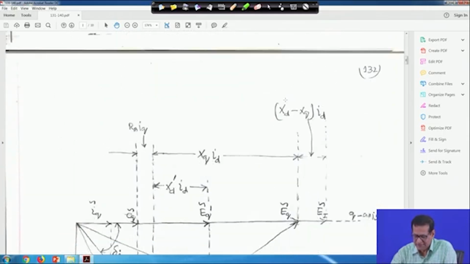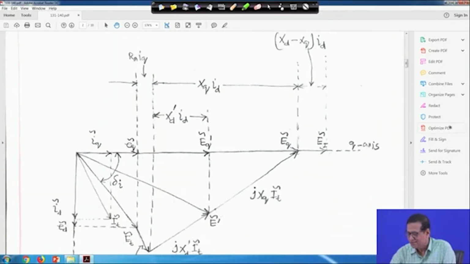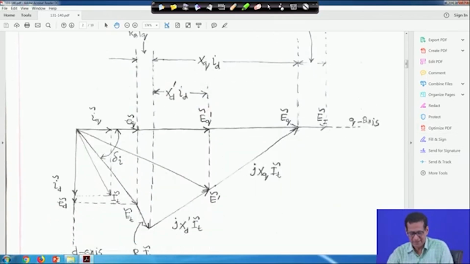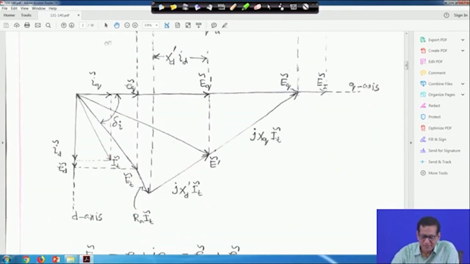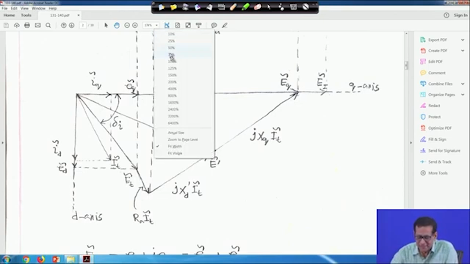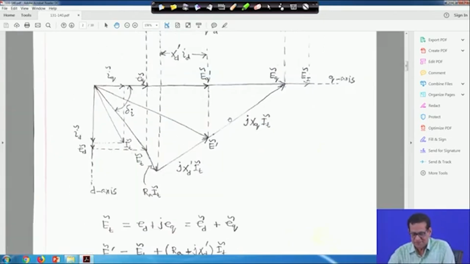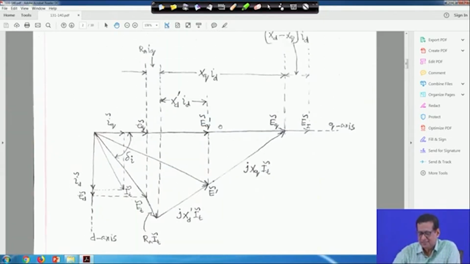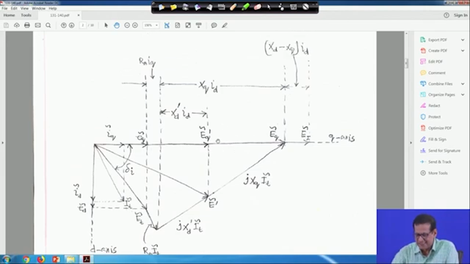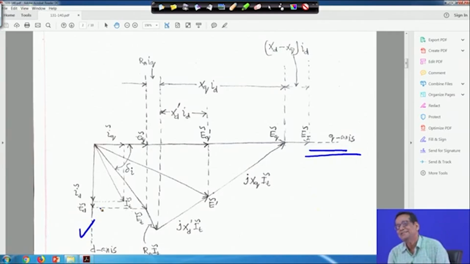If you draw the phasor diagram, it will look like this. Hold on, if I can reduce the percentage a little bit, then it is accommodated here. In this case, this is my q axis for my own drawing, and this is your d axis, such that the phasor diagram drawing will be easier.